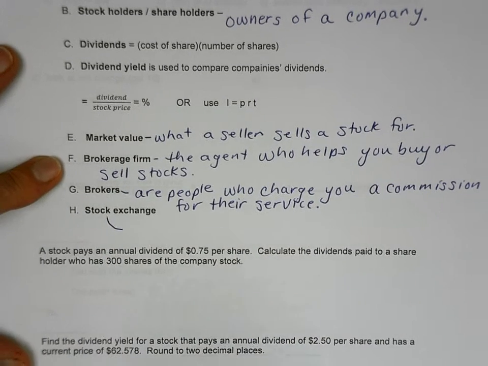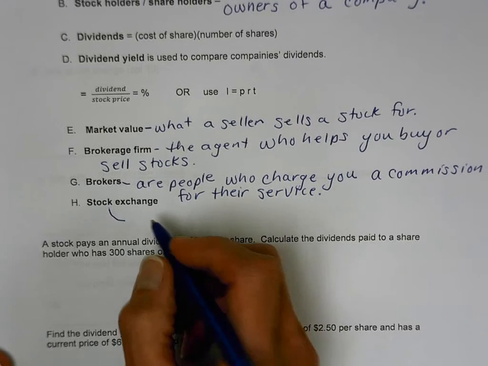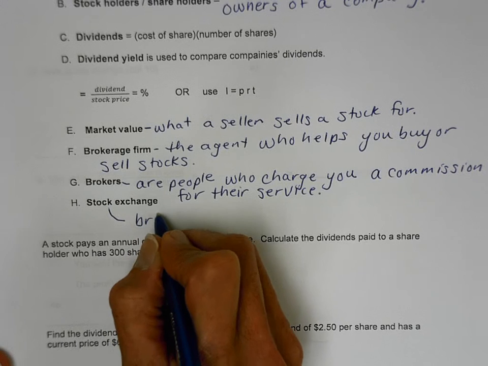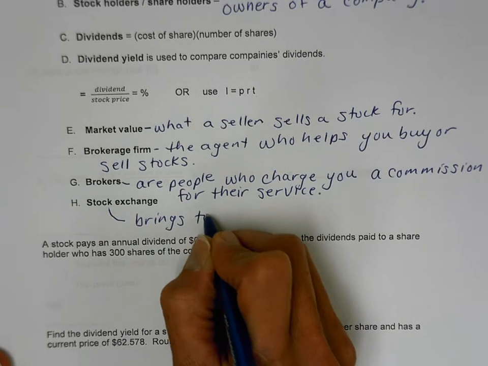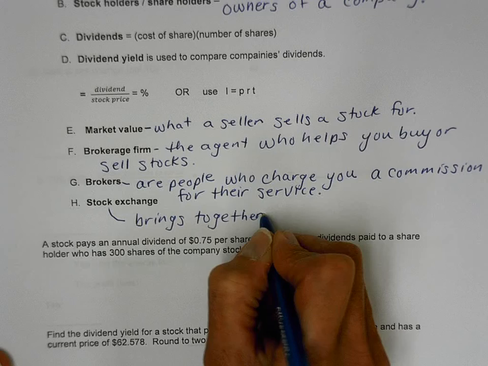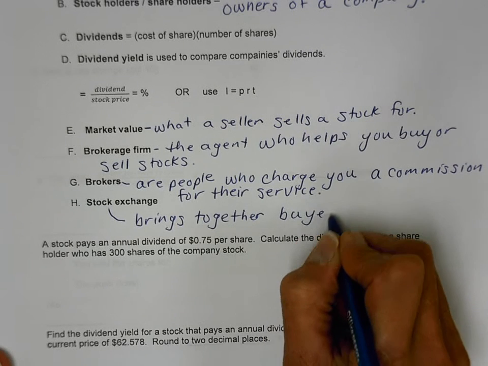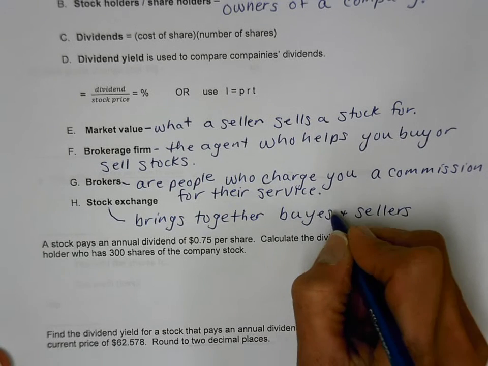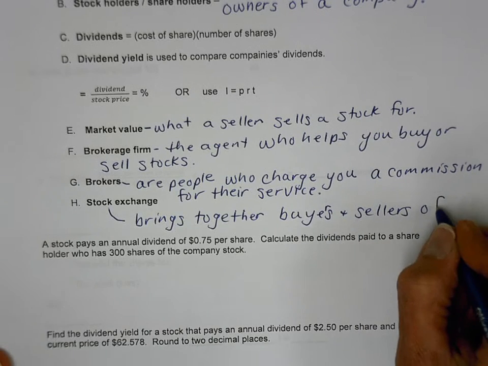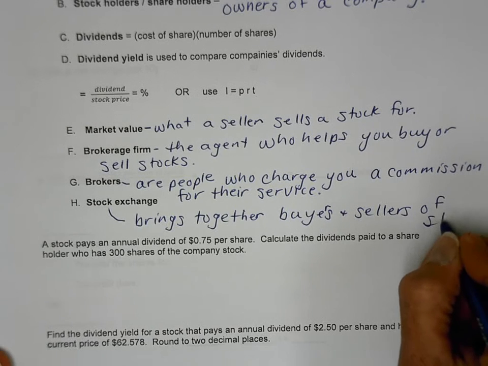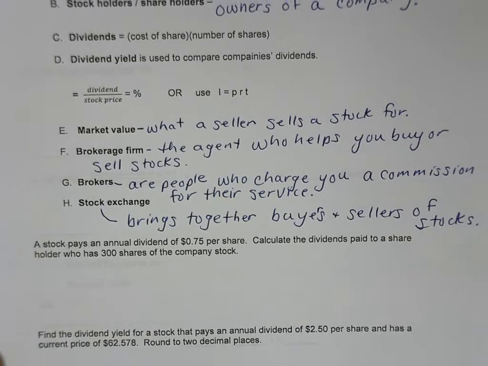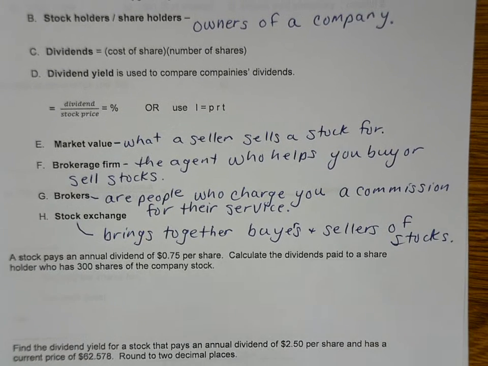The stock exchange. You've all heard about the New York Stock Exchange. It's a place which brings together buyers and sellers of stocks. Now there's more vocabulary words in 10.4. These are just a few that I thought were super important.